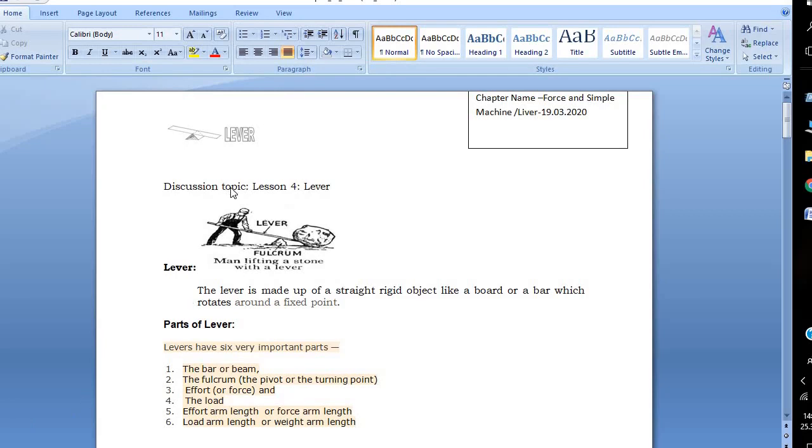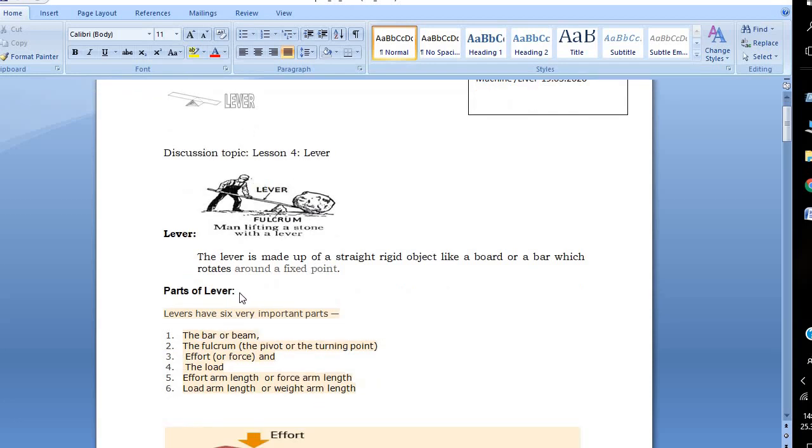In lesson 4, you will see a man lifting up an object. First of all, you have to know what a lever is. A lever is made up of a straight rigid object, like a board or a bar, which rotates around a fixed point. So it's actually a bar, and it rotates. There is a fulcrum, the fixed point, around which you can rotate the bar. That's why you can lift up a heavy object. So this is the definition.